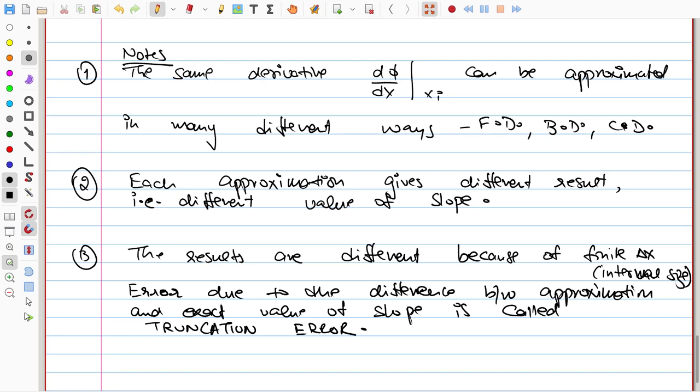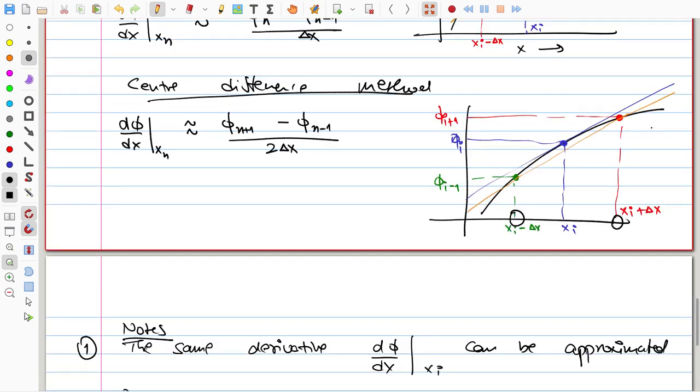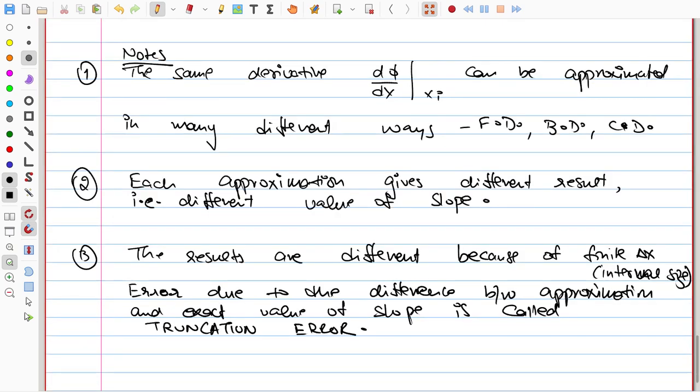The second note is that each approximation gives a different result. That is very important, because we saw that for the slope, the blue line that we are approximating, if you take a forward difference, you get an underestimation of the slope. If you take a backward difference, you get an overestimation, and if you take a center difference, you get a better estimation than the forward and the backward difference. Now, overestimation is just for this curve. If the curve was different, you could have different biases, but the idea is that they will give different results. We have to remember that.